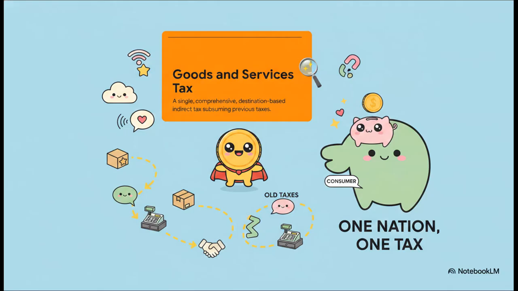Do you guys remember the absolute headache of the old indirect tax regime? We had state VAT, excise duty, service tax. It was a total nightmare for accountants. Tax ke upar tax lagta tha, creating this massive cascading effect. Enter our hero, the Goods and Services Tax. It is a single, comprehensive, destination-based indirect tax. This whole one nation, one tax system finally swept away all those old confusing levies.